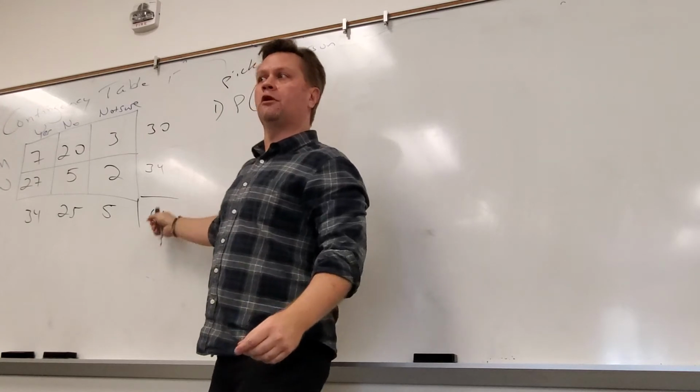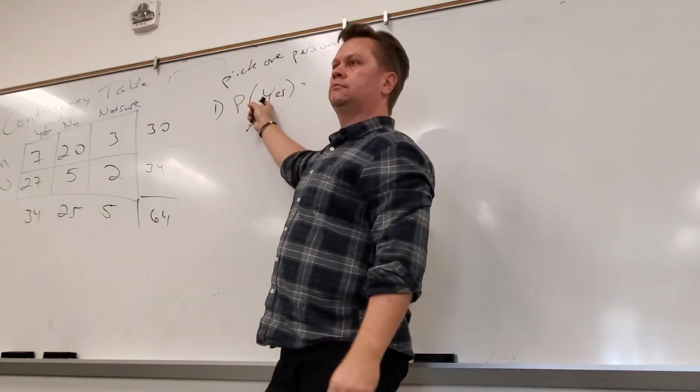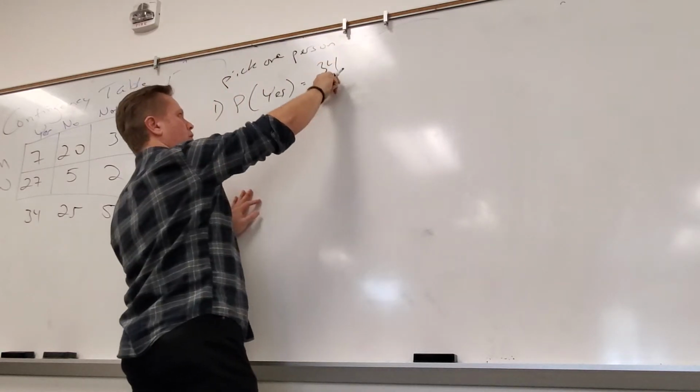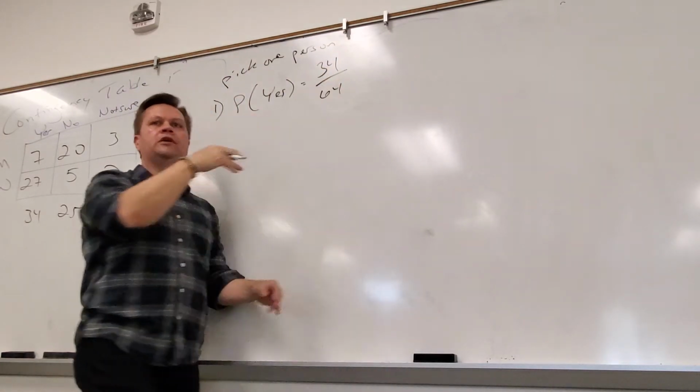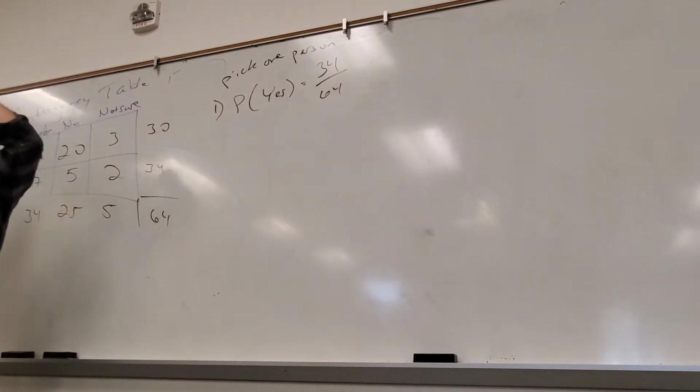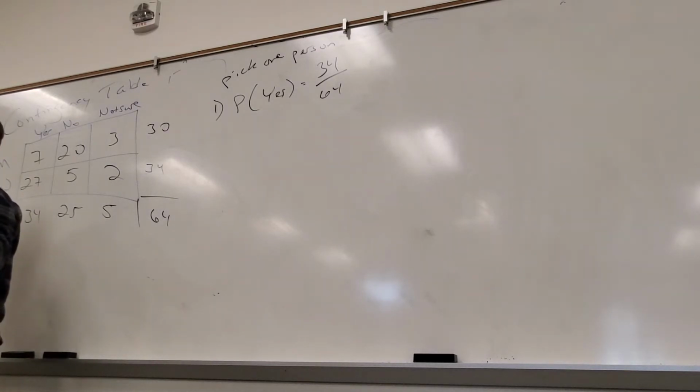Out of those 64, how many did what I'm looking for? 34. So it'd be 34 that match what I'm looking for out of 64 total things it could have been. We're going to learn several different formulas for probability, but they all have to adhere to this basic rule. A probability is the number that matches what I'm looking for divided by the total number that could have happened. Period.